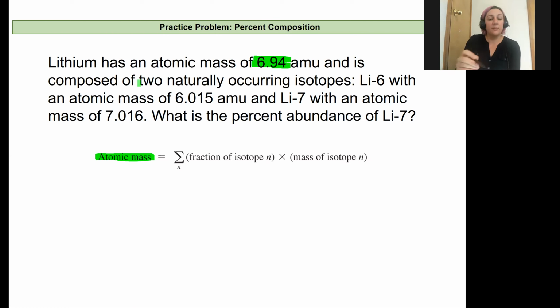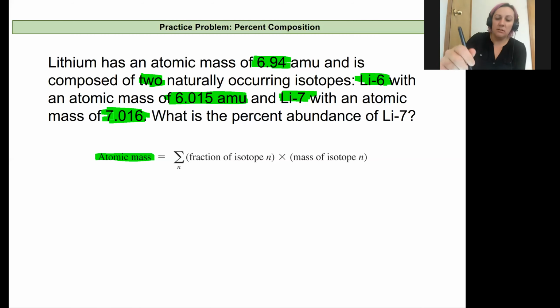Now we know it's composed of two isotopes, lithium-6 with an atomic mass of 6.015 atomic mass units, and lithium-7 with a mass of 7.016. The question is, what is the percent abundance of that lithium-7? The thing that we don't know in this equation is the fraction of the isotope. So let's make that a different color. And we do know the mass of the isotopes, and we know the atomic mass.